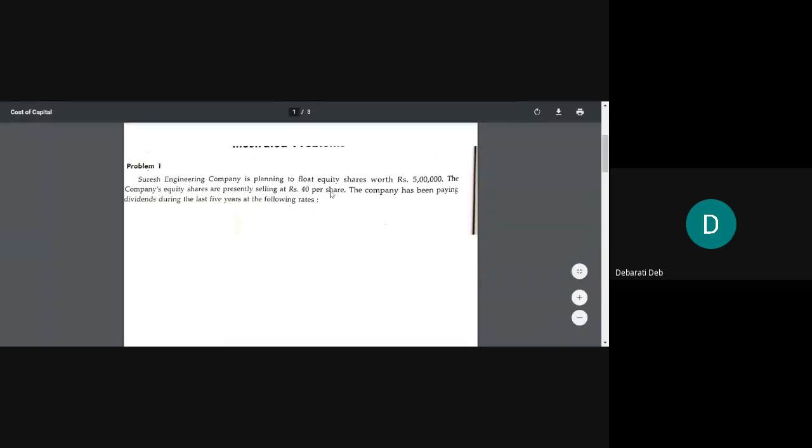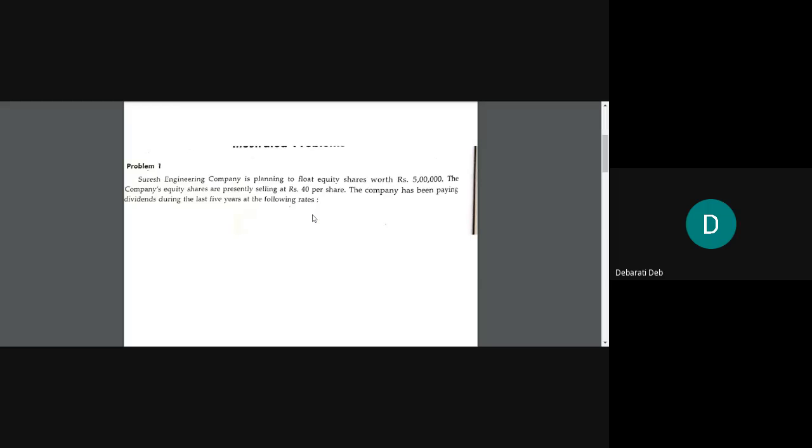The company has been paying dividends during the last 5 years at the following rates. Now there are some rates given at which the company has been paying the dividends during the last 5 years. Let's see, these are the last 5 years data, and the dividend amount is given. It has increased every year. It has increased the payment of dividend, isn't it?